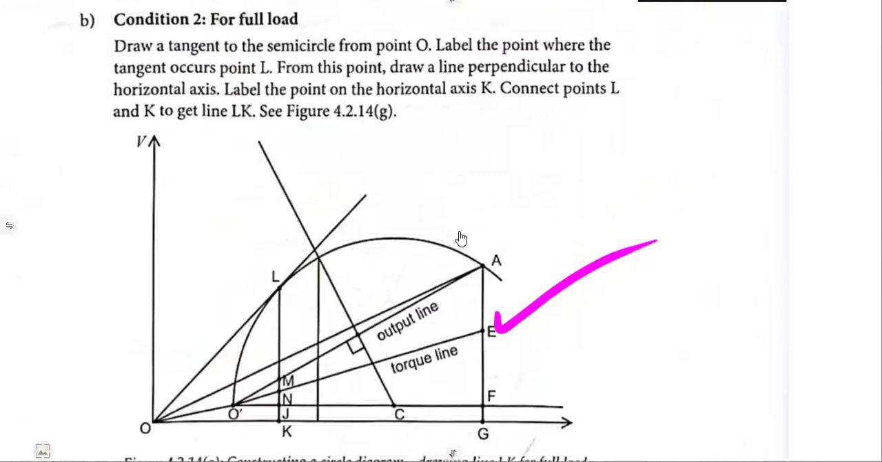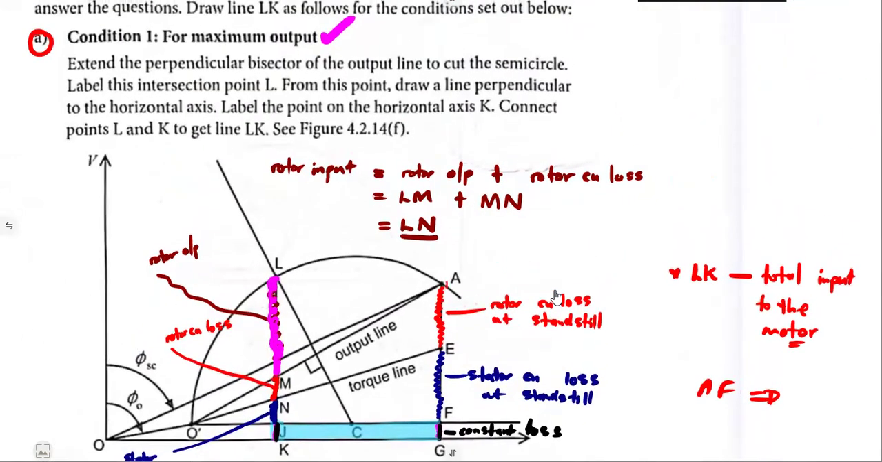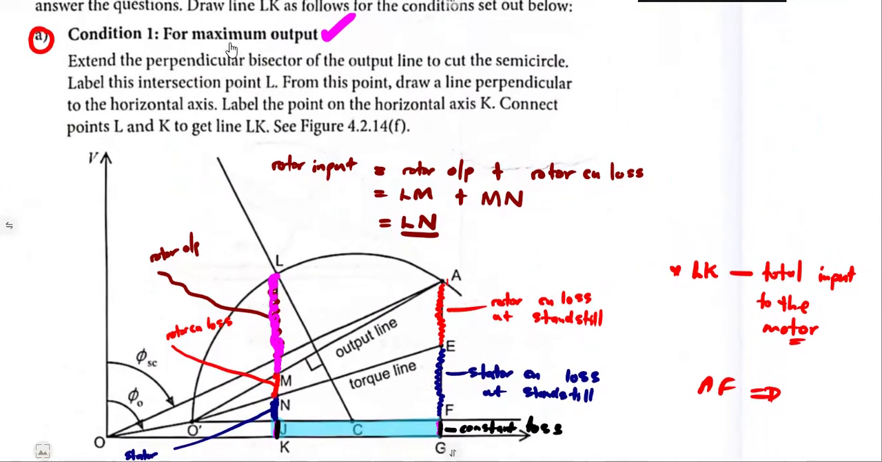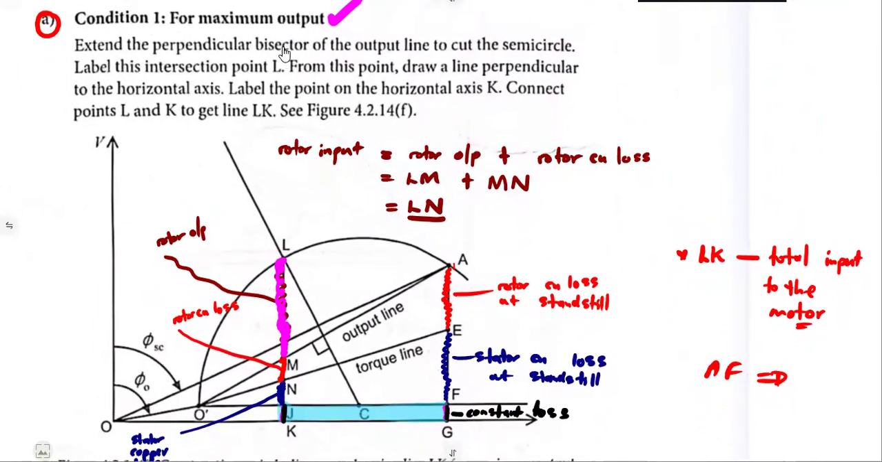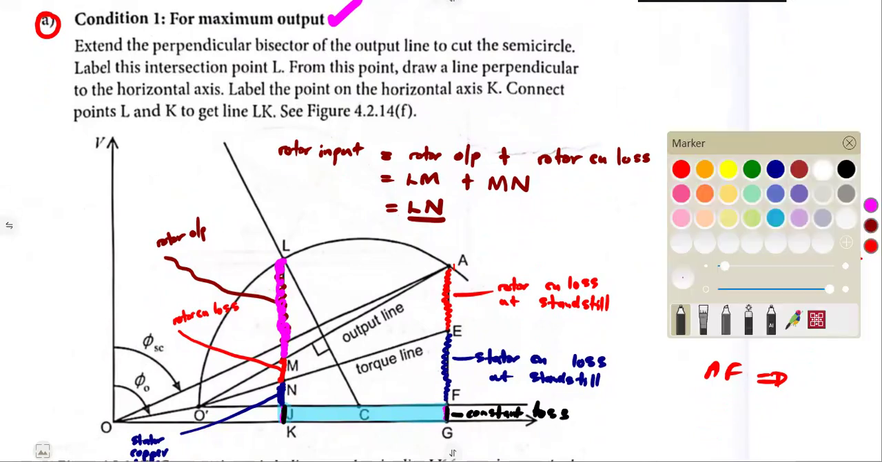So in our case, we are dealing with a condition for maximum output. To draw this line for a maximum output, these are the steps that you are going to need.